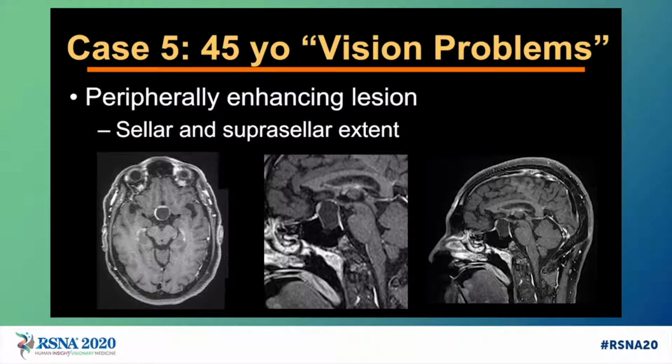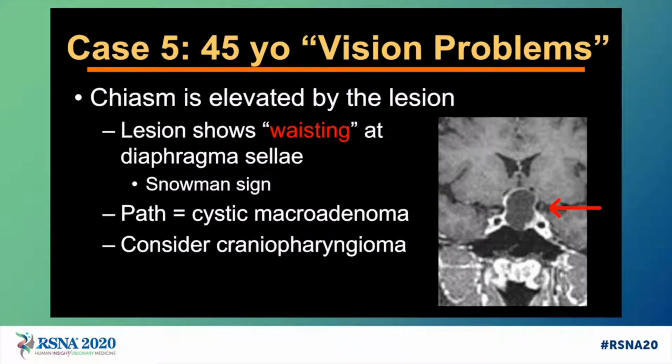Here's the MR. I'm showing you post-contrast images. And you can see that this lesion is peripherally enhancing, and it has a sellar and a suprasellar extent, perhaps best seen on the magnified sagittal view. Here's a magnified coronal view, and I chose this image to show you the waisting of this lesion as it passes through the diaphragma sellae.